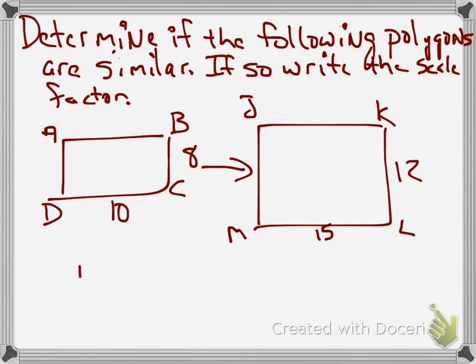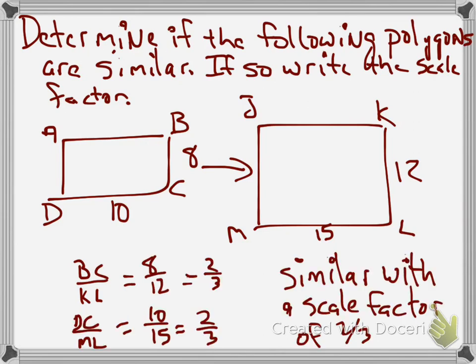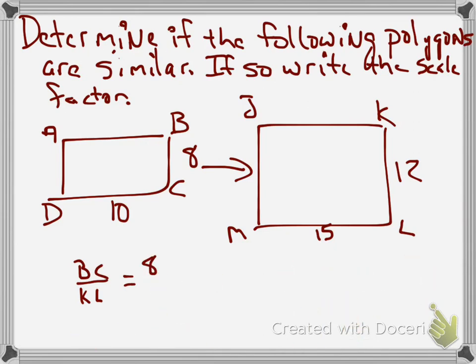JKLM, yes, okay. So if I look at BC and KL, saying that these two sides correspond, then I would have 8 over 12, which is 2/3. The only reason I'm going in this way is because I like to go left to right, because that's what we're used to. So I'm just doing left to right, no big deal. That is the reason why I went from the small one to the larger one.